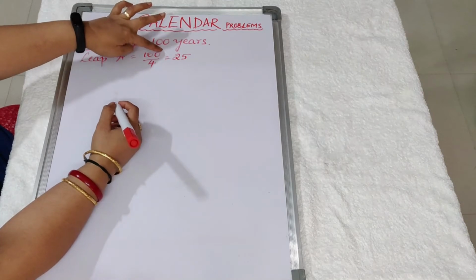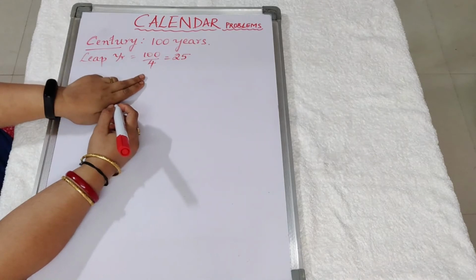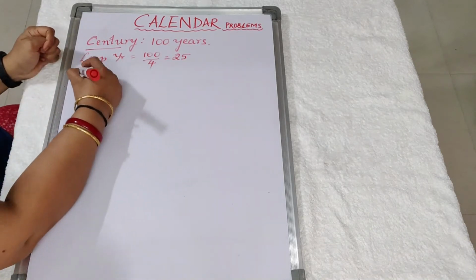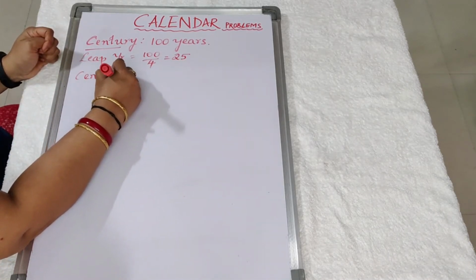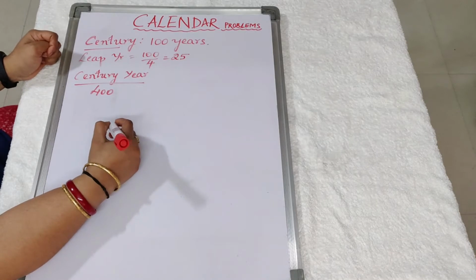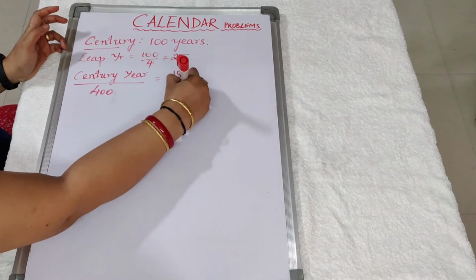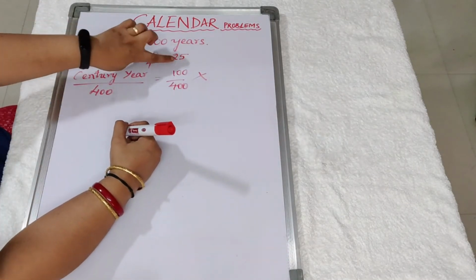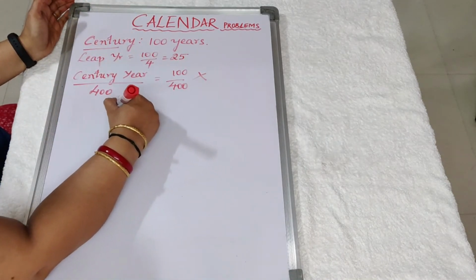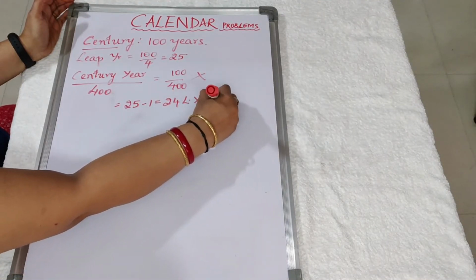But this 100th year is still running. Okay, so it is the century year. When it is the century year, you have to divide it by 400. Remember, a century year must be divided by 400 all the time. Okay, so is 100 divisible by 400 now? No, this is not possible. So it is not 25 here. So we reduce 1 year here and take it as 25 minus 1, 24 leap years in 100 years.